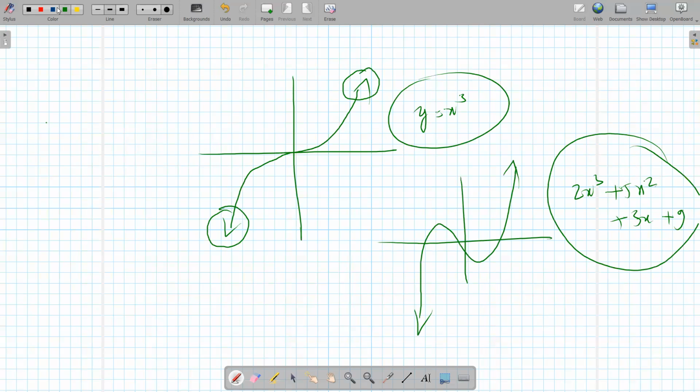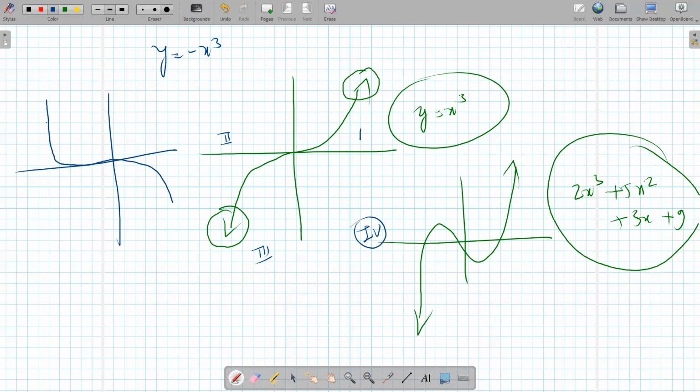You can also flip this. For example, what does a graph of y equals minus x cubed look like? So instead of going from, these are called quadrants, okay? First quadrant, second quadrant, the third quadrant, the fourth quadrant. Negative x³, instead of going from 3 to 1, okay? It goes from 2 to 4. There's a reflection on the x-axis. So it's going to look like this. This is the graph of a negative x cubed, the parent function.